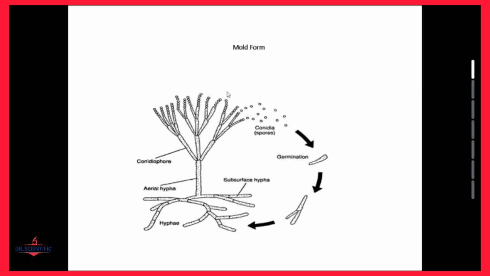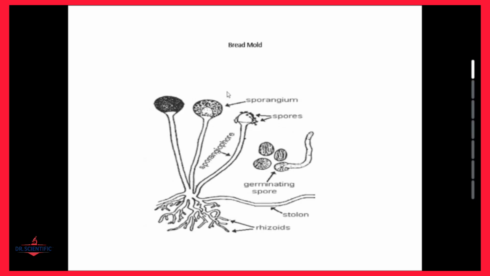Then of course I showed you the yeast. An example is the bread mold, the mold which is found on bread. When you have it, this is how it looks. It has those rhizoids down there. We have the stolon. Then once the sporangiophore has matured enough, the sporangium will open up so that the spores are released.